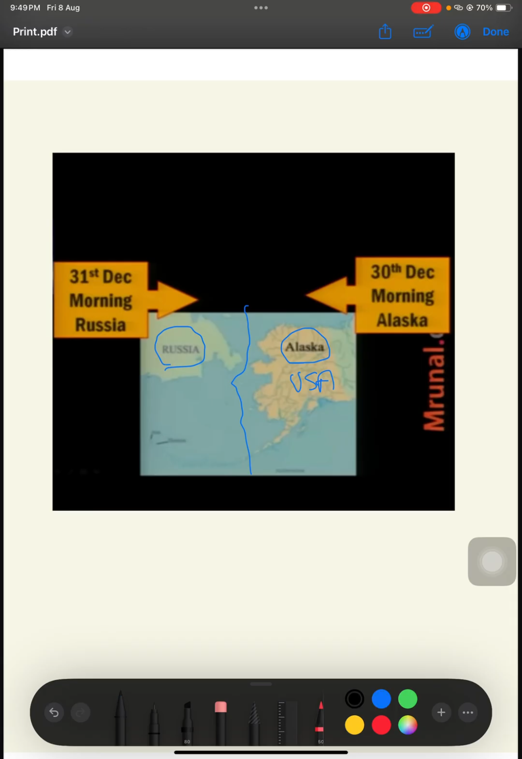If someone is celebrating New Year in Russia, if he comes to Alaska the next day, he can celebrate New Year here also. Understood this one? If not, again see here.